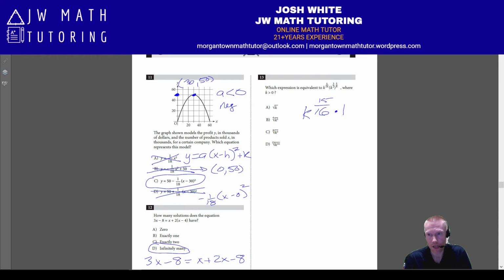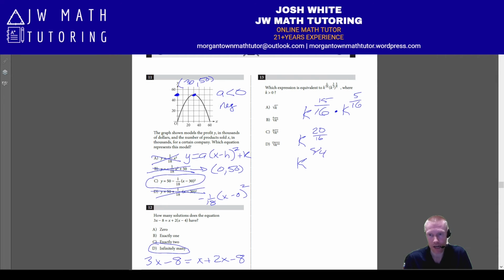Now that's multiplied by k to the 5/16. Hopefully you remember when you multiply two variables with the same base, you add the exponents. So now we're going to do 15/16 plus 5/16. We get 20 over 16 as our exponent. That will reduce or simplify to 5 over 4 because they each have a common factor of 4.